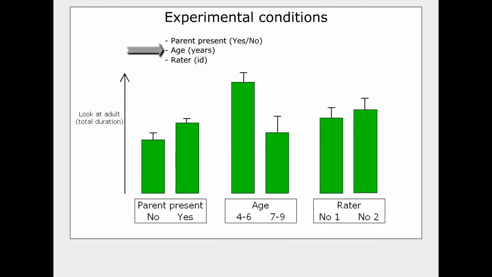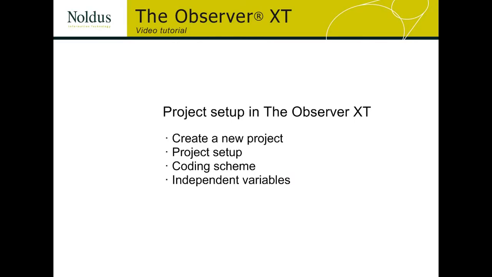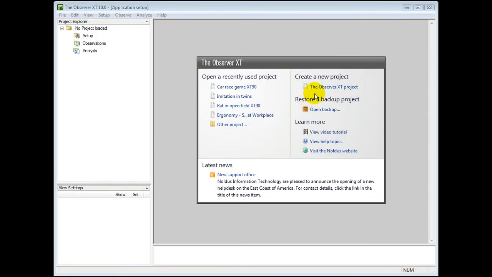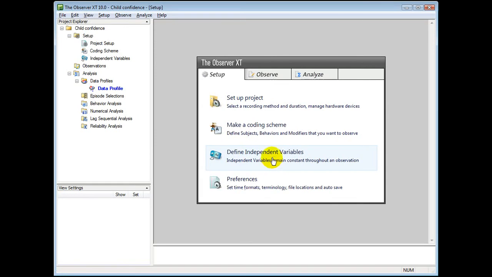Maybe we'd also like to form age groups, and therefore we can have an independent variable, age, with possible values of the number of years. And the independent variable rater is defined to be able to prove statistically that there is no difference resulting from who is scoring. This movie shows you how to walk through the setup of your experiment. The Observer XT helps you with all the steps needed to set up your project. You start by creating a new project. Proceed with the next step, Project Setup.